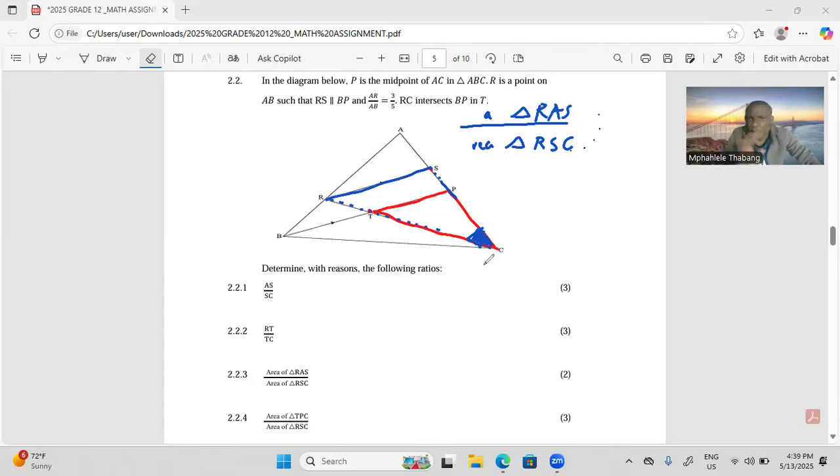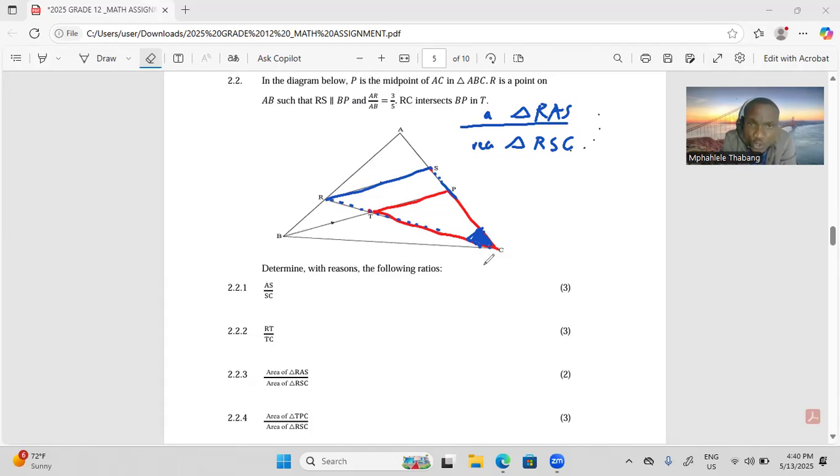So don't panic when you see this kind of problem in Euclidean geometry. The likelihood is very high that you will meet it in your exam, a problem where we want to know the area of one triangle divided by the area of another triangle, and these two triangles share the same angle. They have what we call a common angle. TPC and RSC are good examples of those triangles if you look at the diagram of your question paper. Now, how do we solve this problem of 2.2.4?